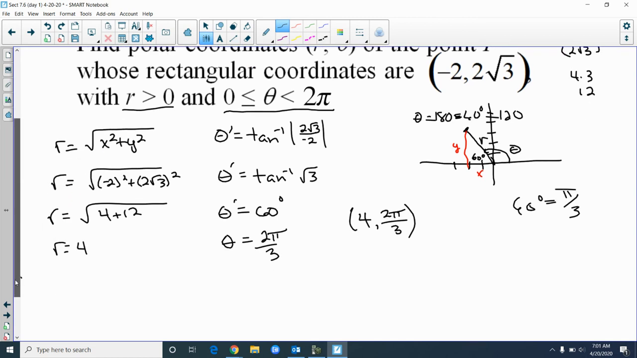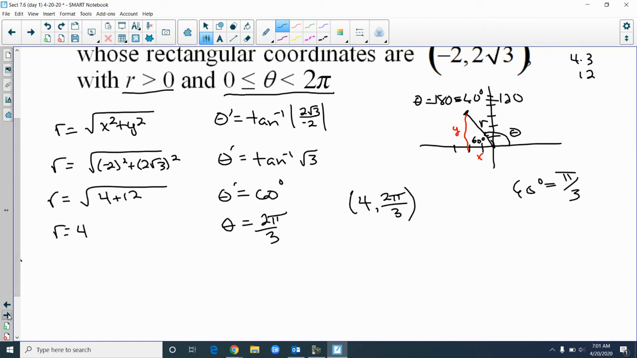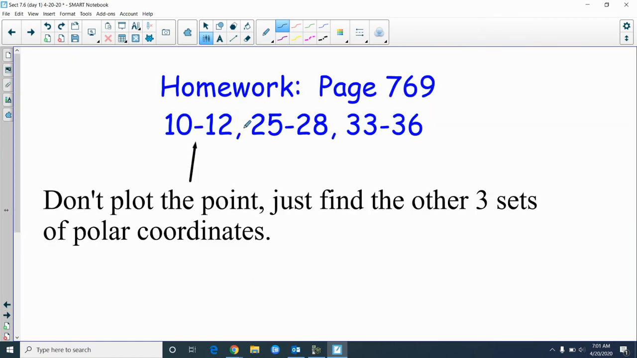Got it? All right, so here's the first day of section 7.6. Here's your assignment. And I think on the directions, the book will tell you to plot the point. I'm not worried about that. We're going to do that more or less tomorrow. Just find the 3 other sets of polar coordinates. And like I said, I don't care which order you put them in, just as long as you have all 3 of them for that one.